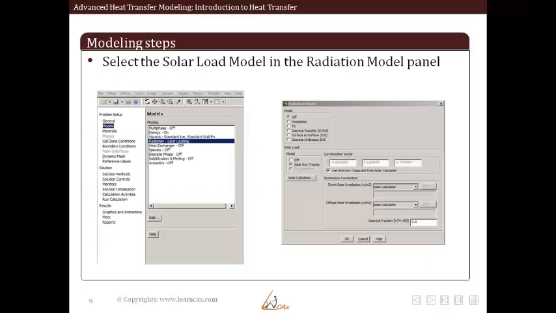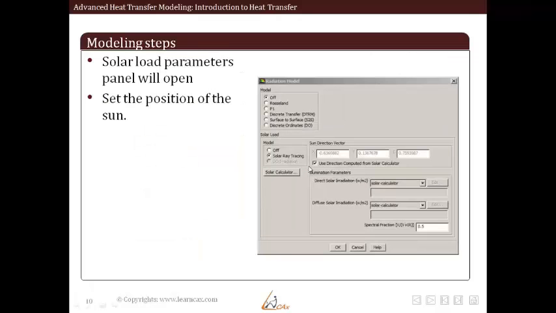Modeling steps are pretty simple. We select the solar load model in the radiation model panel. That is, if we go to models, radiation, we activate the solar ray tracing model if we want to select the solar ray tracing model. After this, the solar load parameter panel will open up. This is the solar load parameter panel.